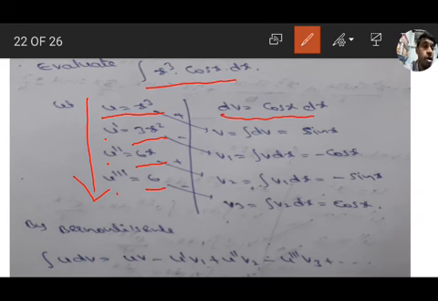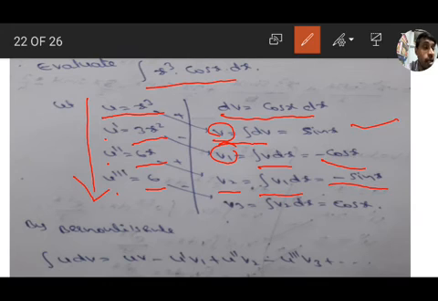Next, dv equal to cos x dx, integration of dv. So integration of cos x is sin x. Next, v1 means integration of v, means integration of sin x, which is minus cos x. So v2 means integration of v1, means integration of minus cos x, minus is outside, integration of cos x is sin x, so minus sin x. v3 is integration of v2, means integration of minus sin x, minus is outside, integration of sin x is minus cos x, minus of minus we get plus cos x.